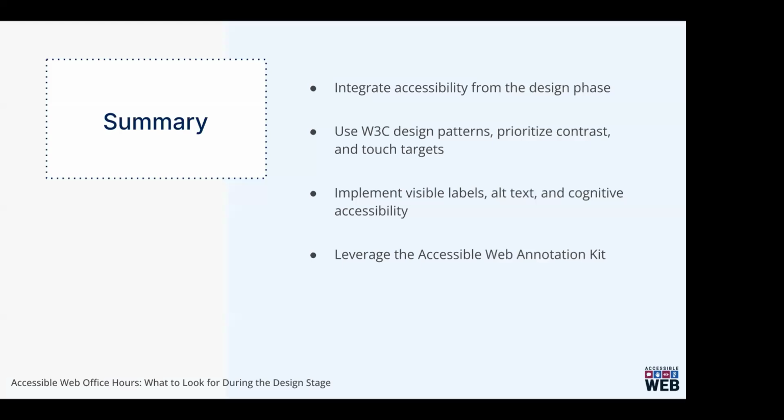We've also highlighted the importance of visible labels, alt text, and accessible names, which are essential for clarity and usability, especially for users who rely on assistive technologies. Considering cognitive disabilities by maintaining simplicity, clarity, and consistency helps make our designs intuitive and reduces cognitive load for all users. The introduction of the Accessible Web Annotation Kit provides a way to communicate accessibility features effectively to developers, ensuring that our accessibility intentions are carried through from design to implementation.